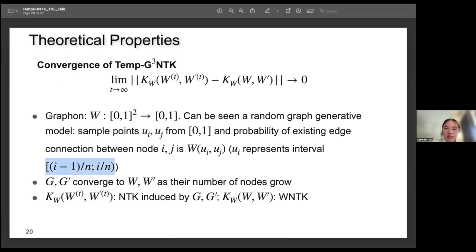In order to construct a graph from the graphon, you randomly sample from this interval, and then for each sample, you convert the sample number back into the node by seeing which interval this sample number lies in, and then you determine the edge existence based on the probability. So our theorem states that if two temporal graphs converge to a graphon when their number of nodes grows, then the neural tangent kernel matrix induced by the temporal graphs would also converge to the graphon neural tangent kernel.